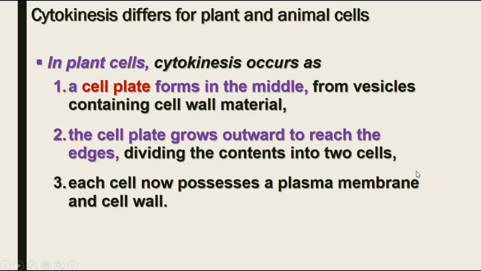In plant cells, it's a little bit different because remember, plants have a cell wall that has to form, and so a structure called a cell plate forms in the middle between the two daughter cells from vesicles that are made containing cell wall material. When the mitosis is complete, then those vesicles migrate to the center of the cell and start to fuse with each other, and the cell plate grows outward from the center all the way to the edges, and as it reaches the edges, it'll divide the contents into two cells, each with its own membrane and cell wall.